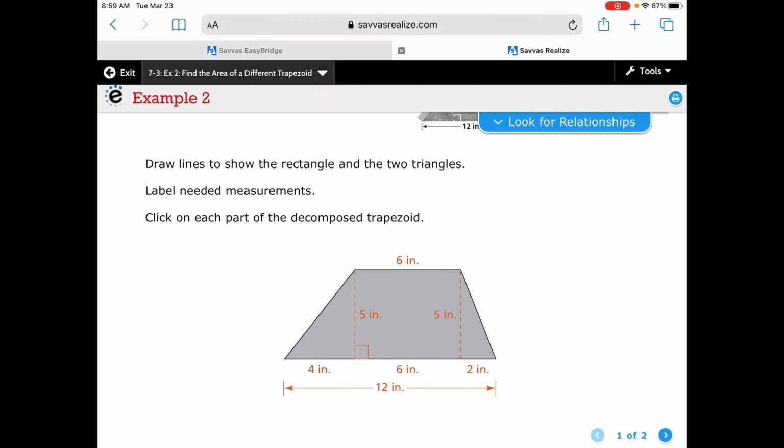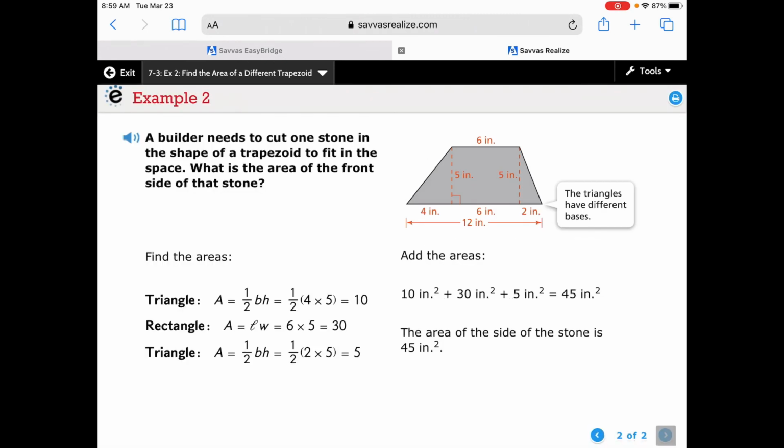The triangles are different this time, so we're going to have two different areas for the triangles. As we go through, we can see that the area of the larger triangle is 10. The area of the rectangle is 30. The area of the smaller triangle is 5. And then we add those all up together, resulting in 45 inches.